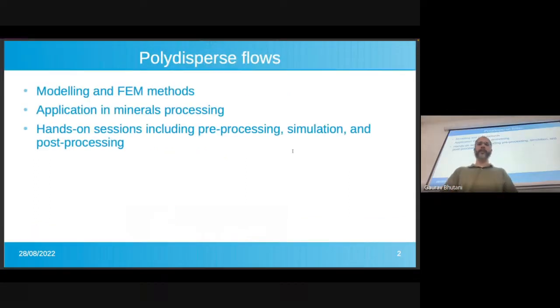In this webinar, which will happen over the next 2 days, we have 4 sessions in total. In these sessions, we'll talk about how to model these polydisperse multiphase systems. We'll talk about FEM methods, particularly the Galerkin FEM methods, and how to use them to solve these kinds of complex modeling problems. And in these FEM methods, it's not just talk and theory.